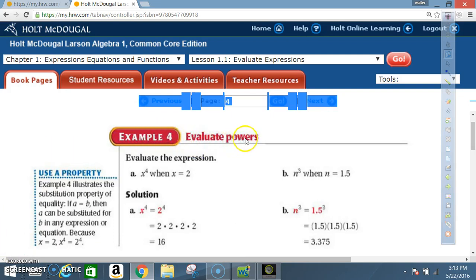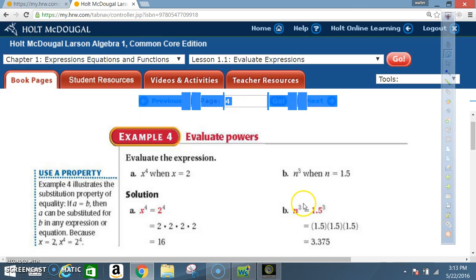Example 4, evaluate powers. Evaluate the expression x to the 4th when x is equal to 2, and also evaluate the expression n to the 3rd, or n cubed, when n is equal to 1.5. Solution. x to the 4th when x is 2 means 2 to the 4th. That can be rewritten as 2 times 2 times 2 times 2. And that's going to give you 16. 2 times 2 is 4. 4 times 2 is 8. 8 times 2 is 16.